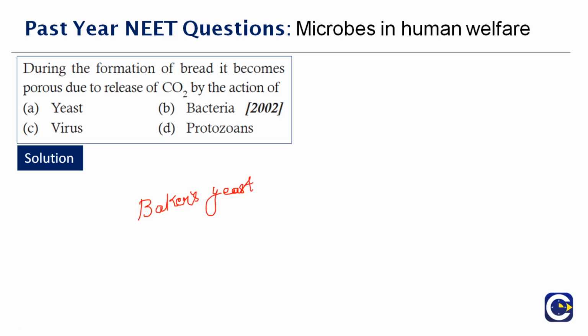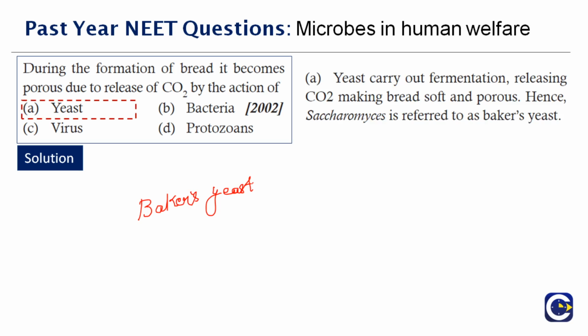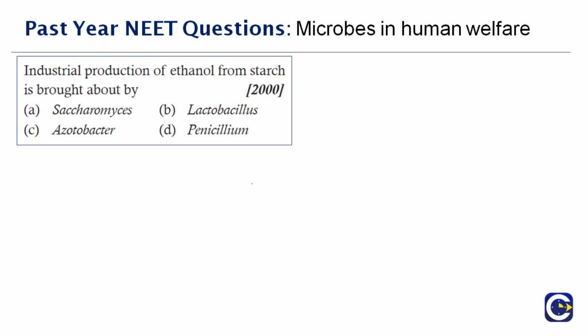And the one that we use for alcoholic fermentation, we call them as alcoholic yeast, or we call it as brewer's yeast. They release carbon dioxide, making the bread soft and porous. Hence, Saccharomyces is referred to as baker's yeast. Okay? Fine. Next question here.